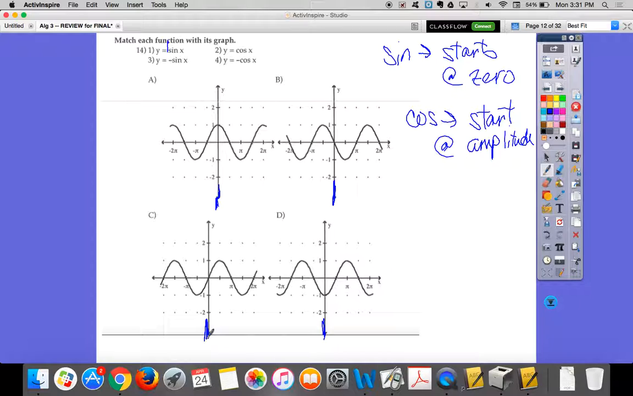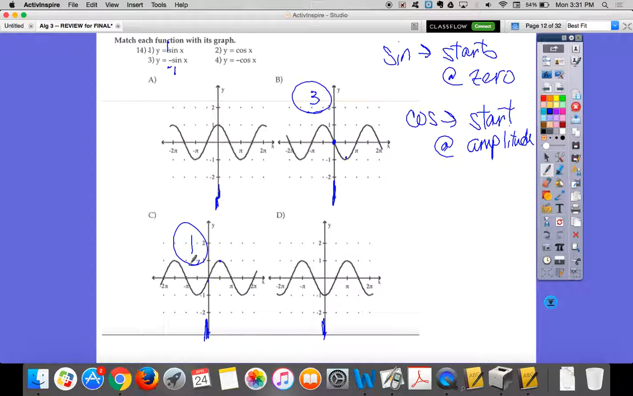On option A, we're starting at 1, so that's out. Option B, it's starting at 0. We're doing good. But the next place it goes is -1. So is that going to be number 1 or number 3? We're going to say number 3 because that's what the amplitude is. That's a -1 there. So number 3 and B match. Okay, so let's keep looking. There's got to be somebody else. Here we go. C goes through 0, and the very next place it goes is +1. So that is number 1.